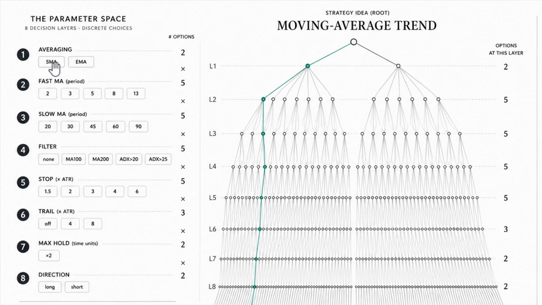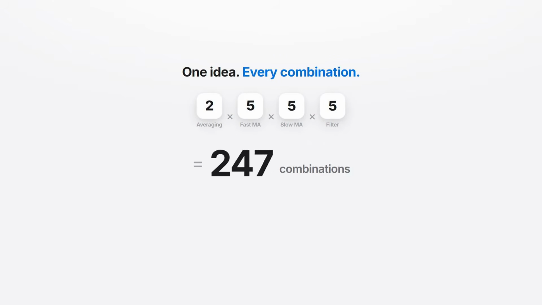This is one strategy. Another one is going to use the SMA with 3, with 20, and then ADX. Another one is going to use SMA of 8. So these are all combinations. Okay, this is why we have the multiplier here: all possible combinations of a strategy. Based on just these first 4 layers, we have 2 times 5 times 5 times 5, so 250 possible and different combinations, different strategies with different parameters.